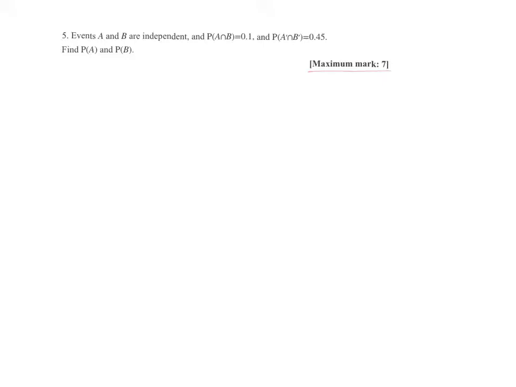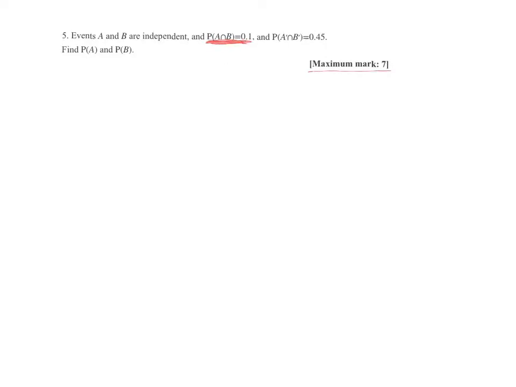Events A and B are independent. P(A and B) equals 0.1, and the probability of not A and not B equals 0.45. Okay, so I'm going to write down what I can, and hopefully I'll be able to use that later in order to find A and B.